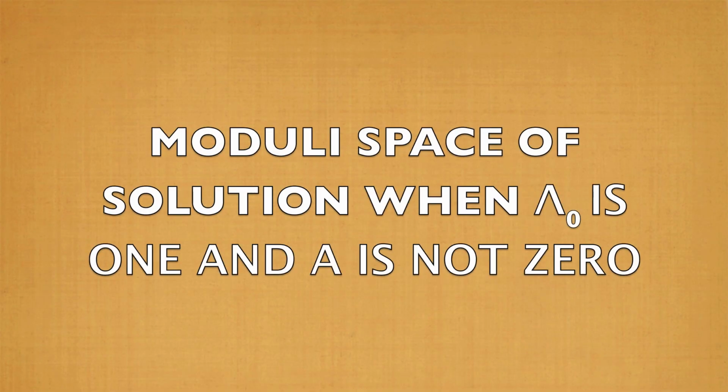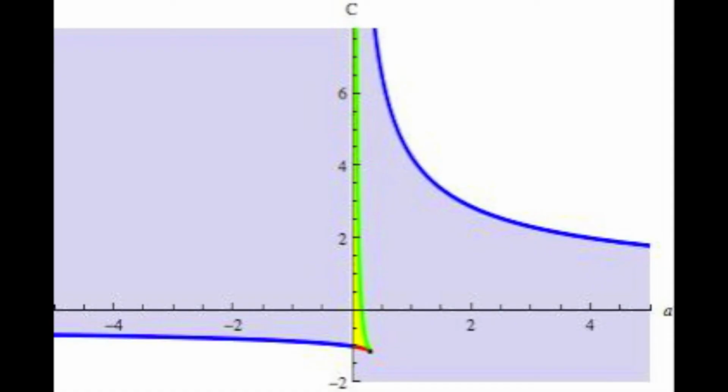This is the moduli space of all solutions of the rotating drop equation with lambda equal 1 and non-zero A. The blue points represent a circular cylinder. The gray points represent a single non-circular cylinder. The red points represent a circular cylinder and a non-circular cylinder. The yellow points represent two non-circular cylinders. The green points represent a circular cylinder and two solutions with profile curves that converge to a circle.